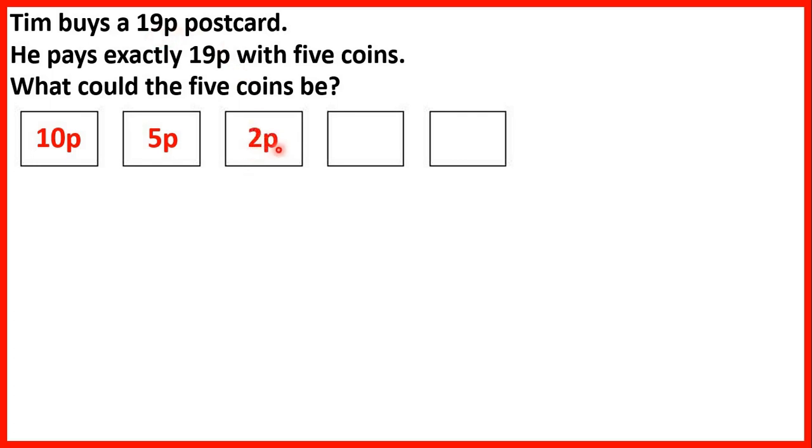So let's try a 2p coin. 10 plus 5 is 15 plus 2 is 17. So now what could the other coins be? Well, another 2p coin would take him to 19p, but we know that he uses 5 coins and we can't have a 0p coin. So that means these 2 coins here must each be 1p. 10 plus 5 is 15, plus 2 is 17, plus 1 is 18, plus another 1 is 19. So that's the 19p that he pays for his postcard.